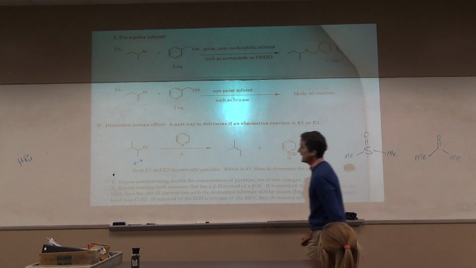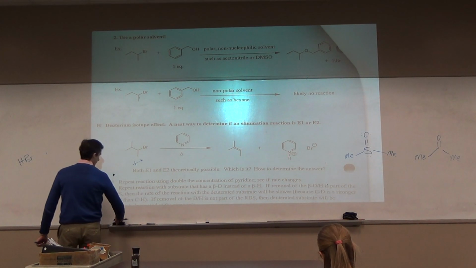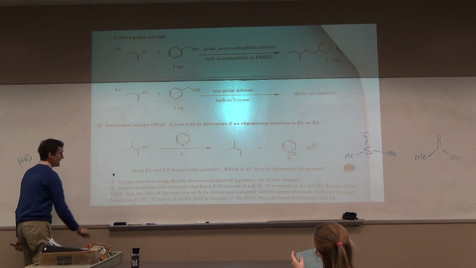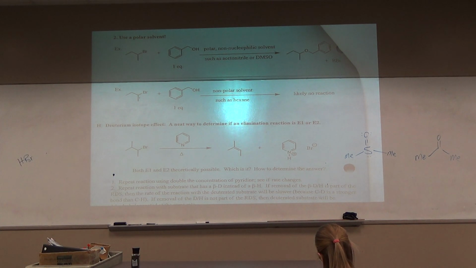Okay, moving on. H. Very different topic here. Let's look at something called the deuterium isotope effect. This is a neat way to determine if an elimination reaction is E1 or E2. Isotope effects can be used for lots of things, to study mechanisms and rates. Here I'm going to show you how you can use it to determine if it's an E1 or E2 mechanism.